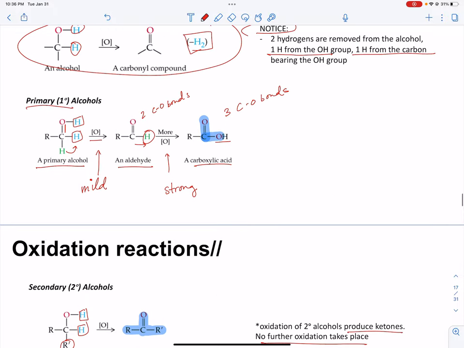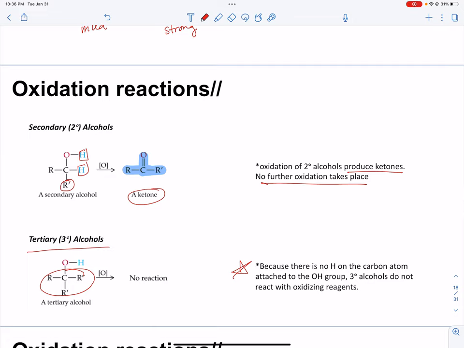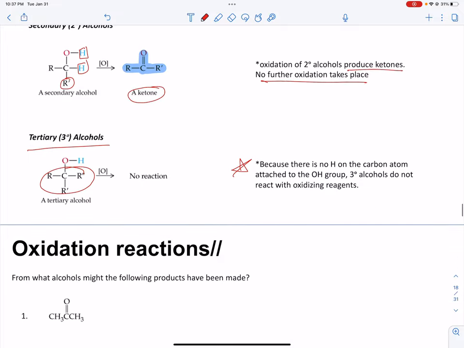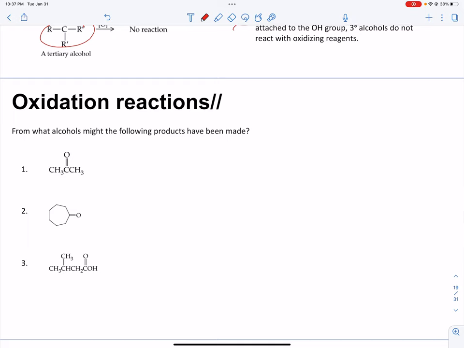So make sure you understand the most difficult one is that primary alcohol. Mild oxidation produces an aldehyde. Strong oxidation produces a carboxylic acid. Secondary alcohol, the only kind of oxidation you can get is going to produce a ketone. And then tertiary alcohols do not oxidize. So let's do a little practice. This problem is having you work backwards. It says, from what alcohols might the following products have been made?